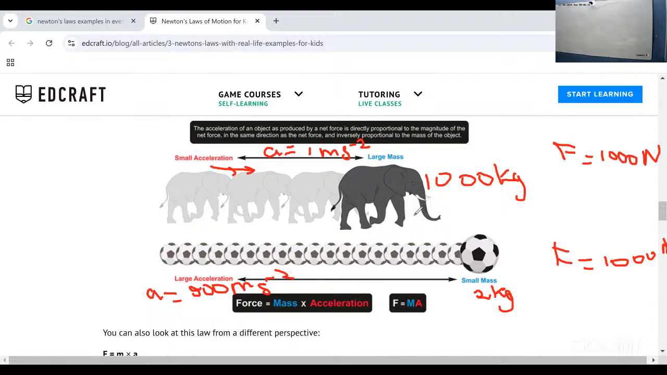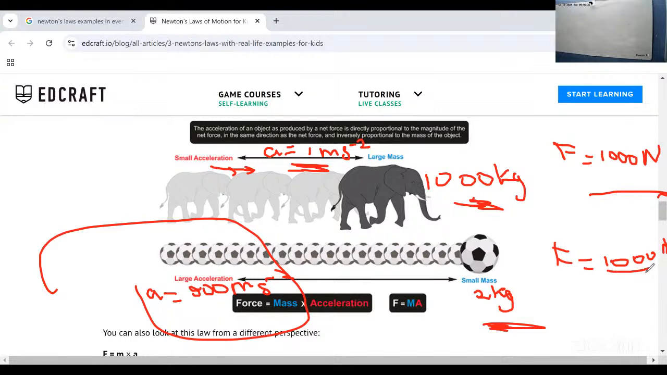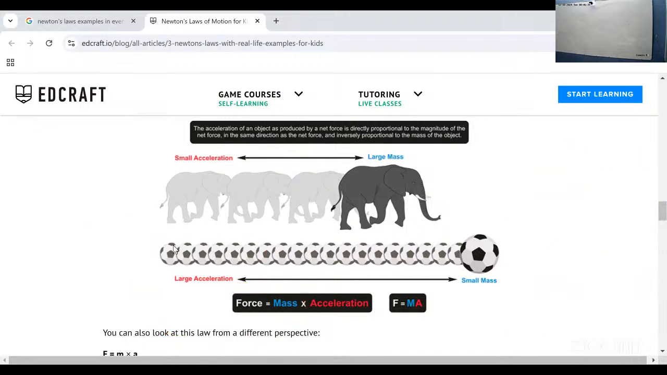Of course, the main reason is that this large mass can only obtain a small acceleration with this force, while this small mass can obtain a large acceleration with the same force. Okay, so that's Newton's first and second law. And last thing, Newton's third law. Almost everything you do in everyday life, you can see these laws, right?